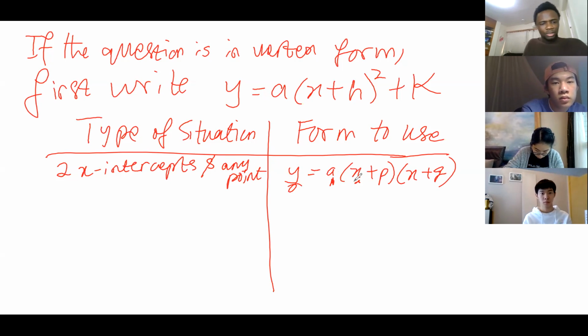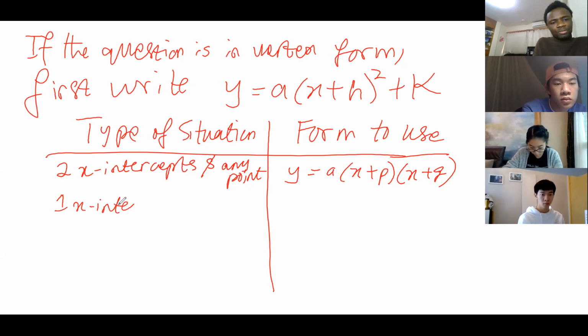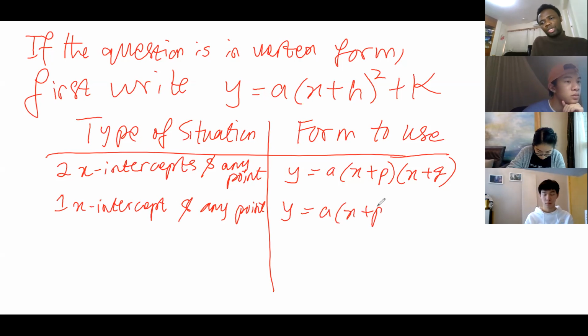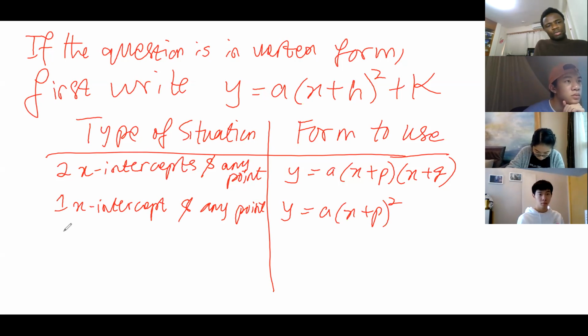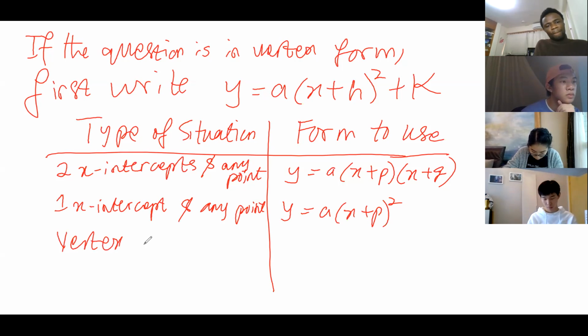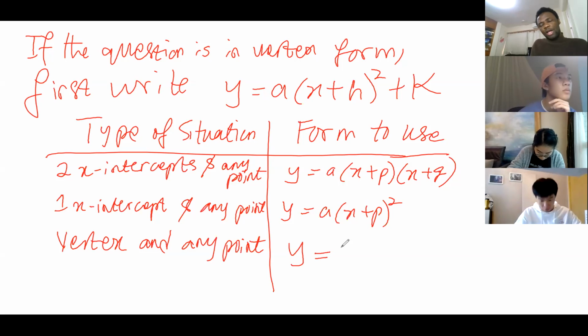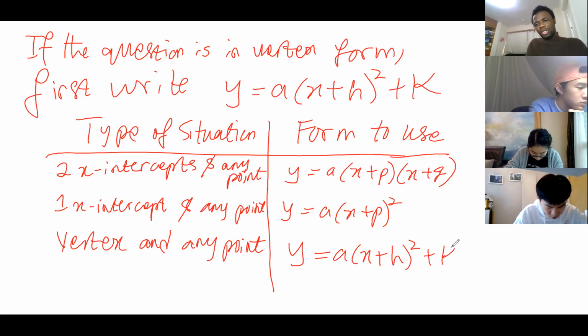Does that make sense? So if you have one x-intercept and any other point, then you are going to have a(x plus p) all squared. If you have the vertex and any point, of course you use y equals a(x plus h) all squared, then plus k.